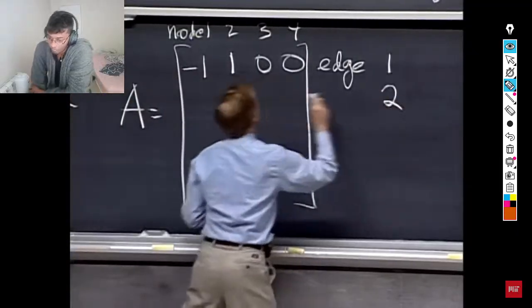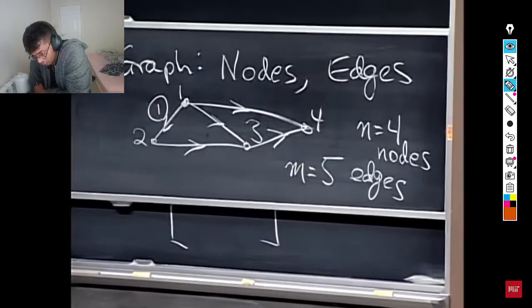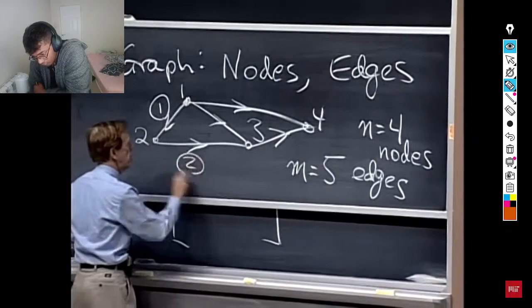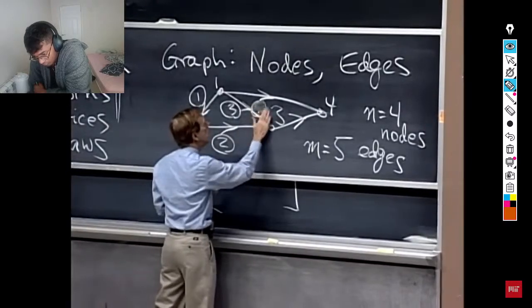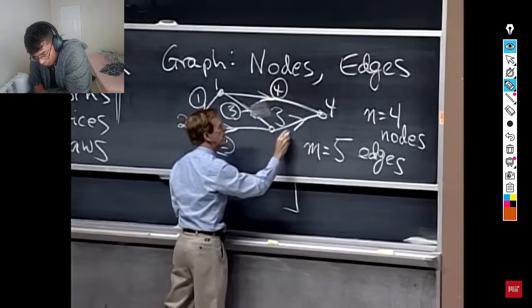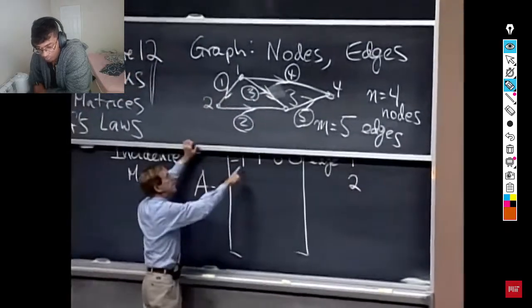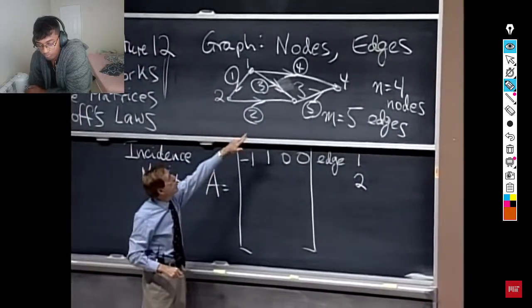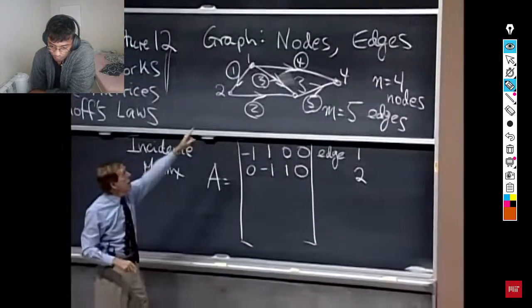Edge 2. Edge 2 goes, oh, I haven't numbered these edges. I just figured that was probably edge 1, but I didn't say so. Let me take that to be edge 1. Let me take this to be edge 2. Let me take this to be edge 3. This is edge 4. Oh, I'm discovering, no, wait a minute. Did I number that twice? Here's edge 4, and here's edge 5, okay? All right. So edge 1, as I said, goes from node 1 to 2. Edge 2 goes from 2 to 3, node 2 to 3, so -1 and 1 in the second and third column. Edge 3 goes from 1 to 3.